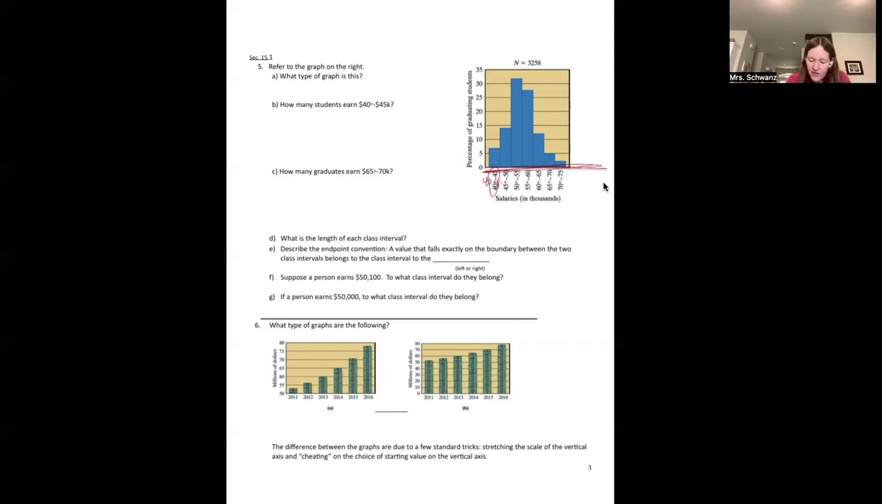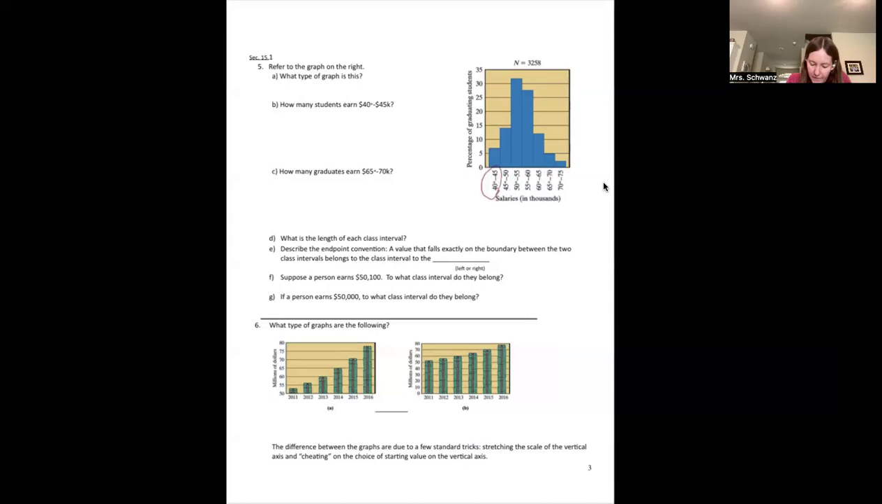So instead, what they've done here is they have made a class interval, and they said, okay, anybody that makes between 40,000 and 45,000. That's what this means. We'll talk about that little plus sign a bit, but the plus sign means more than 40,000 up to 45,000.